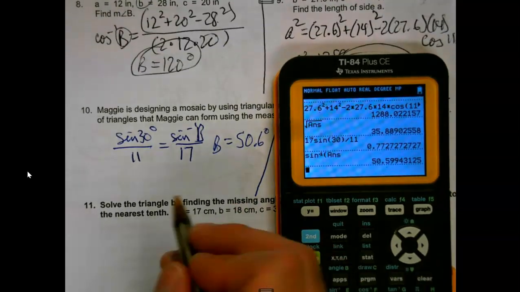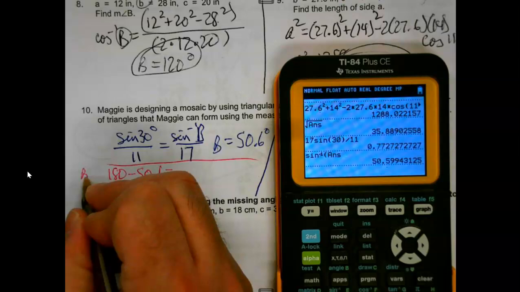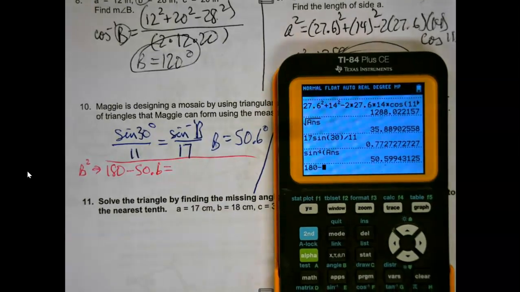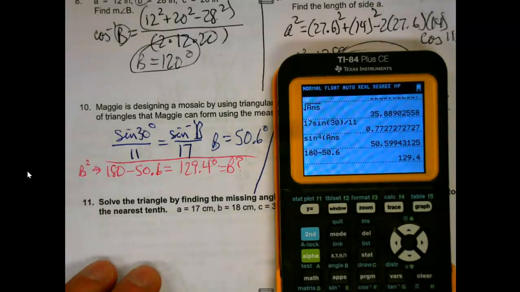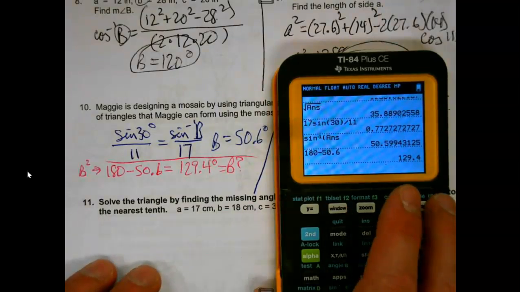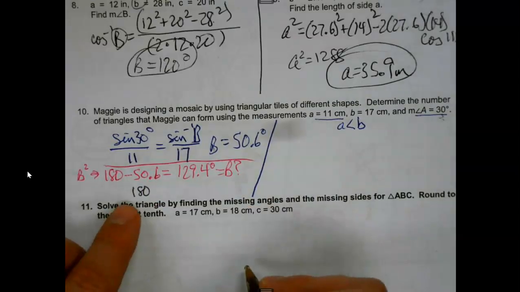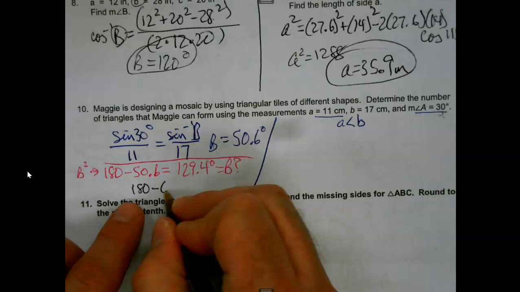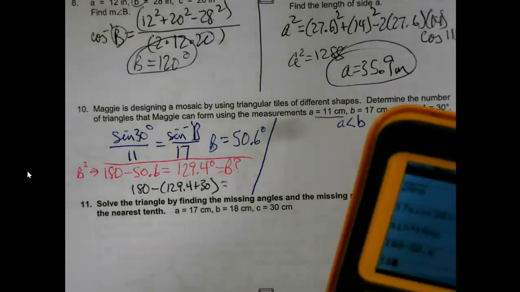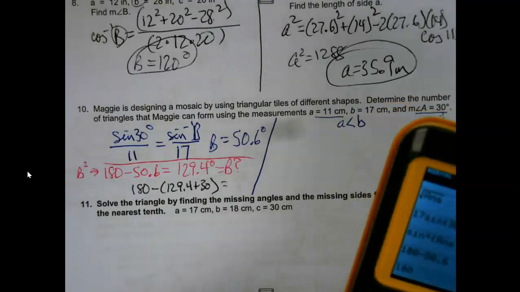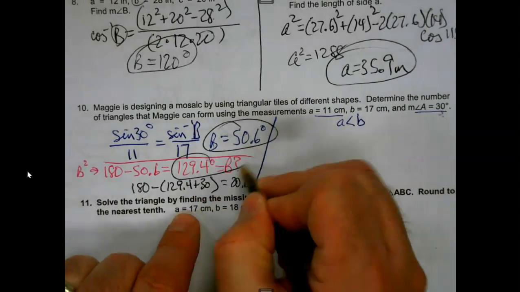Okay, here's the deal. So now, 180 minus 50.6, we'll call this B. It's not B squared, but I just want to make it different. Here's all you have to test to see if there's a second triangle. We talked about this before. If you do 180 minus 129.4 plus 30, and you still end up with an okay number, and you will, it means you can get a third angle. So you can get two.